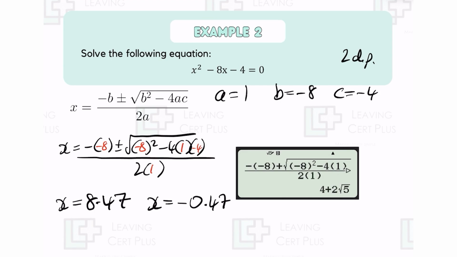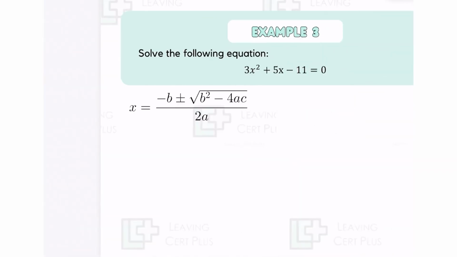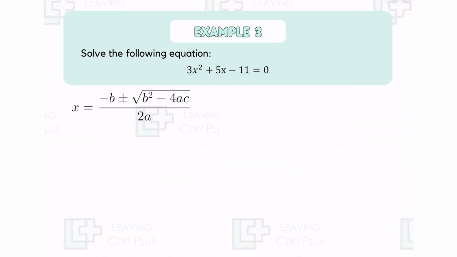You're getting example number 3. So with example 3, identify your a, b, and c. Pause the video right now, have a go, and come back to me in a moment. So your a, b, and c, first of all: a was 3, b was 5, and c was minus 11.